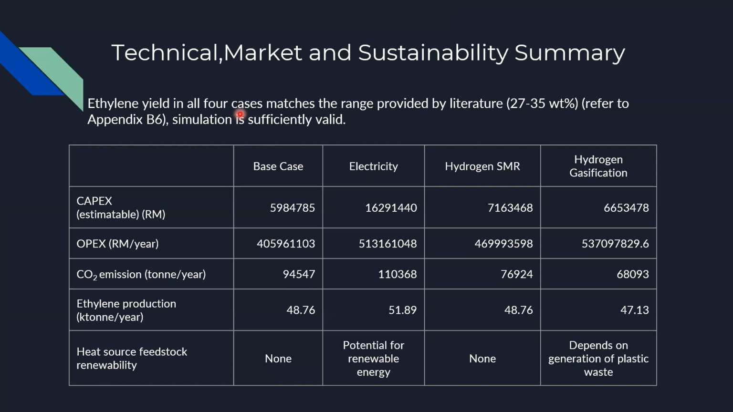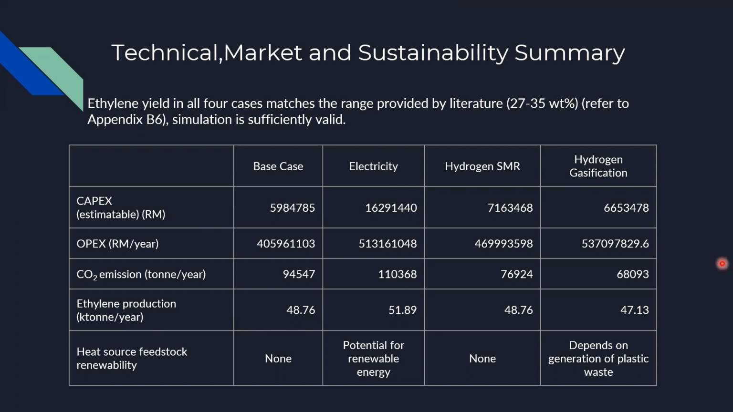Hello, my name is Yushan again, and I'll be talking about the technical, market, and sustainability aspects of our four processes. Now, for all four processes, our ethylene yield actually matches the range given by literature, about 27 to 35 dry weight %. And this is proof that our simulation is sufficiently valid. For all four runs, we have used Aspen to calculate our CAPEX, OPEX, CO2 emissions, and ethylene production. The renewability of our feed source is also considered here. CAPEX is the estimated cost and does not include any land, rent, installation, or additional support structures.